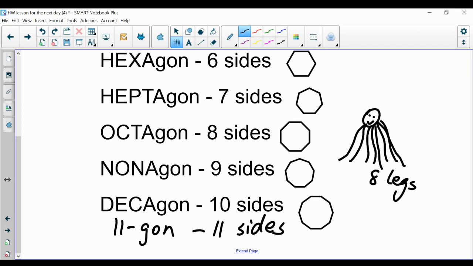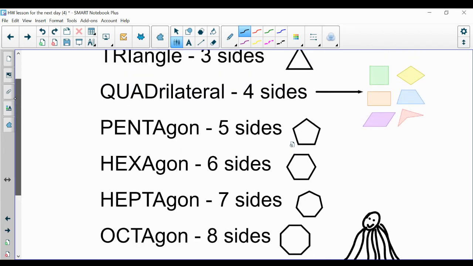Next one, if you speak Spanish, you know this one. Nueve means nine. Nonagon means nine sides. And next one, we have decagon. Think about decade. How many years in a decade? 10 years. So decagon means 10 sides. And then after 10 would be 11-gon, 12-gon, 13-gon. So I have no worry about that after the 10. So just remember the ones up to the 10 sides.